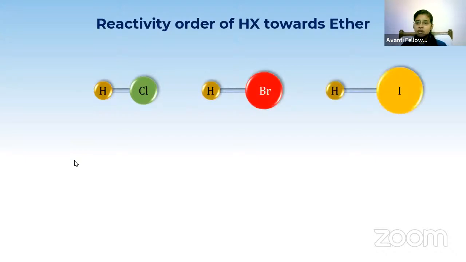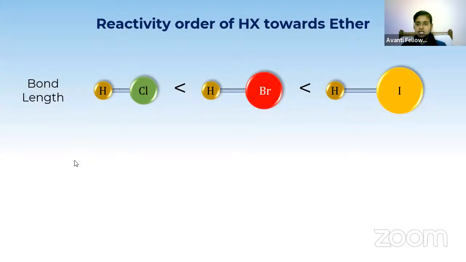What do you understand from the bond length of these three compounds? Is it increasing or decreasing from HCl to HI? Can anyone let me know? Yeah, very good. Bond length increases on moving down the group, right? That is what we have all studied. So if the bond length increases, the bond can easily be broken down.